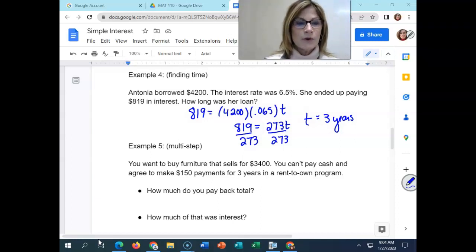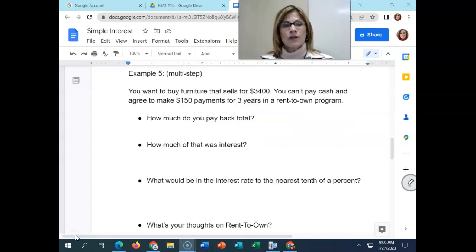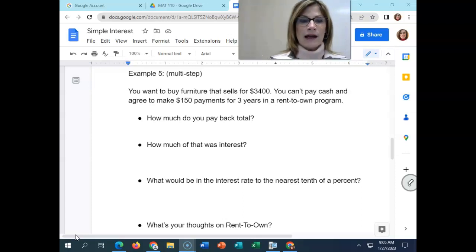Okay, the next problem will have a couple of different steps. Okay, so here we go. We want to buy furniture that sells for $3,400, and you can't pay cash, and you agreed to make $150 payments for 3 years in this rent-to-own program. So how much do we end up paying back?